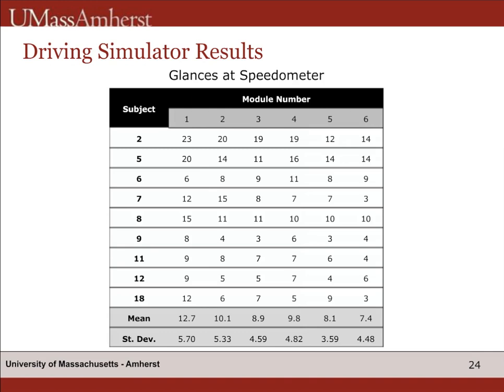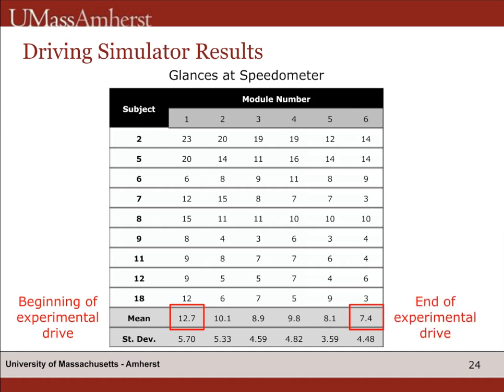So she's asking what these module numbers mean. In this situation, the first module means the first module that the driver experienced. So this isn't linked to a specific roadside configuration, but rather this was just the first one they experienced. And because it was the first one, they were still becoming familiar with the simulator apparatus, so they looked at their speedometer more often than by the time their experimental drive had wrapped up. So I hope that answers your question.